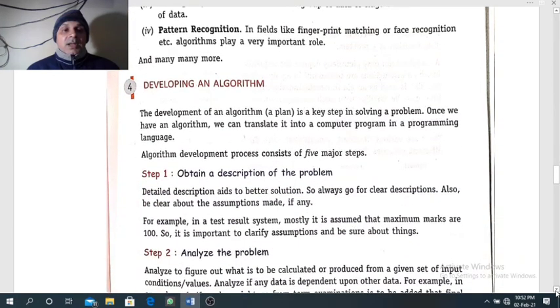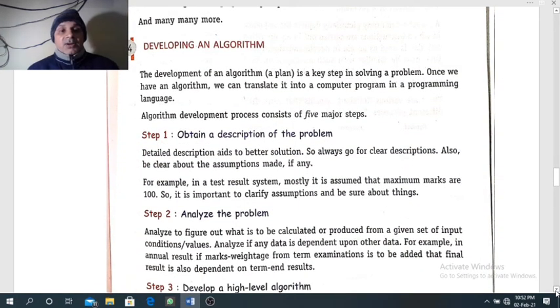Now, developing an algorithm. To develop an algorithm, there are some steps required. First step is obtain a description of the problem. Detailed description adds to better solution. So always go for clear descriptions. Also be clear about the assumptions made, if any. For example, in a test result system, mostly it is assumed that maximum mark is out of 100. So it is important to clarify assumptions and be sure about things.